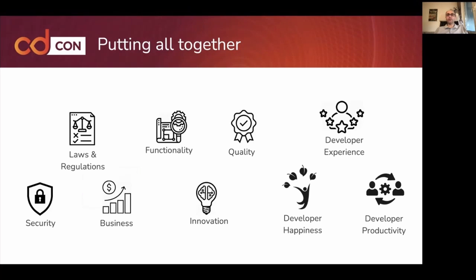So if we put all these things together: laws, regulations, security, and business on one hand, functionality, quality, and innovation on the other hand, and we have developer experience, developer happiness, and developer productivity. How could these things go hand in hand without forgetting one or prioritizing one over the other? Obviously, we may have times we need to prioritize certain things over others, but there must be a balance so that all these things get needed attention at all times.